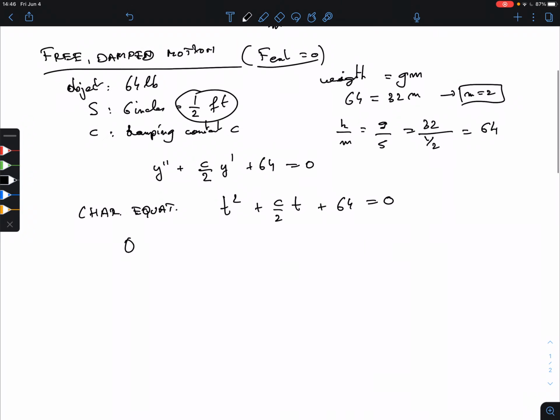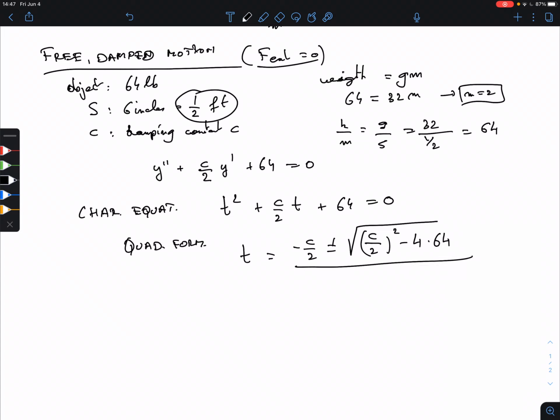Okay, so we need the quadratic formula because we don't know what c is, so there's no way that we can factor it. But in practice, in applications, in homeworks, of course the c is a value that we have. But there's a reason I'm not putting it in yet. So t is equal then, well, minus b, which is now c over 2, plus or minus the square root of c over 2 squared minus 4 times a c, 64, divided by 2a.